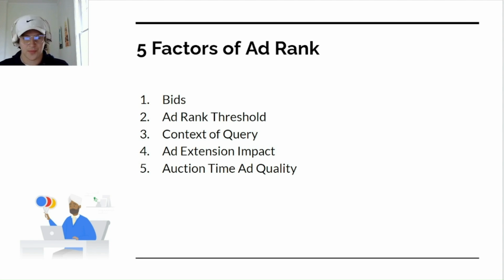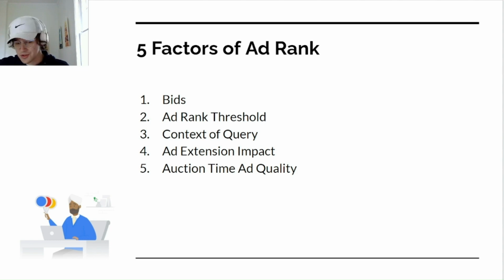There's a few of these factors Google tells you impact ad rank. Then all of them ultimately come down to relevancy, right? It can be kind of confusing digging through their documentation. Just make sure your landing page is relevant, make sure your ad is relevant, make sure your keywords are relevant, right? And that will always improve your ad rank and your auction time ad quality, right?